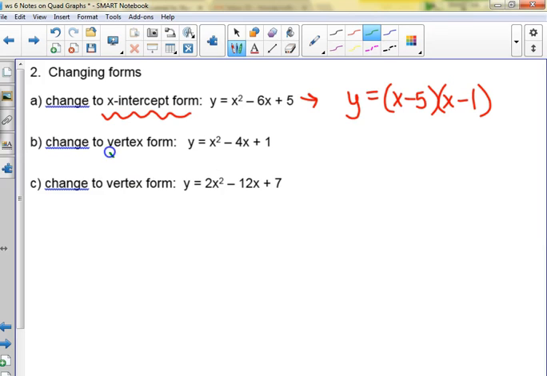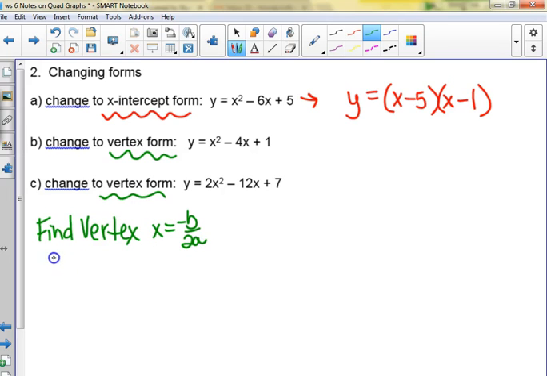Okay. Change to vertex form. 2 ways you can do this. Ideas? All right. One is to find the vertex. I'm going to suggest by using x equals negative b over 2a. You could use the calculator as well. And if you do it that way, you have to keep any stretch. Which on this one is 1, but on this one is 2.